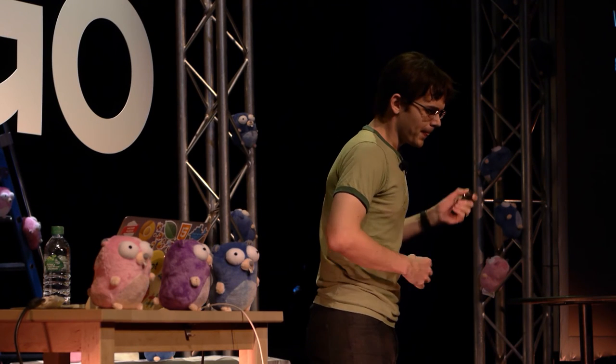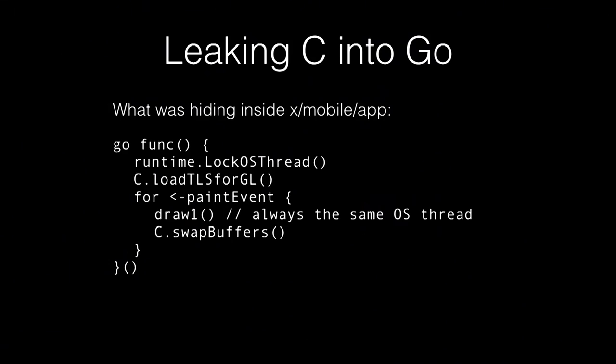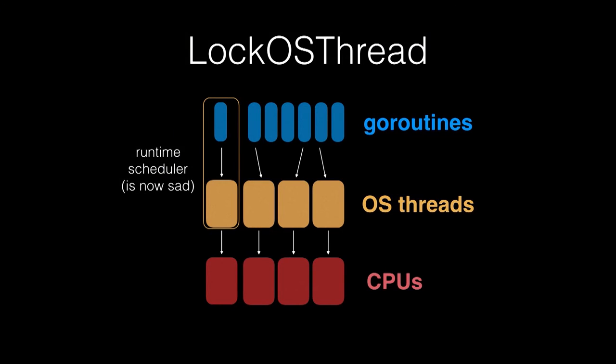And this changes the nature of the Go routine. At this point now, Go routines have identity. They have a name and a number. And a series of C calls can be made on this, and they're on the same OS thread. So we start by loading the thread local storage for the OpenGL call, and then periodically call the draw function. The result of this magic LockOSThread is this Go routine always runs on the same operating system thread.